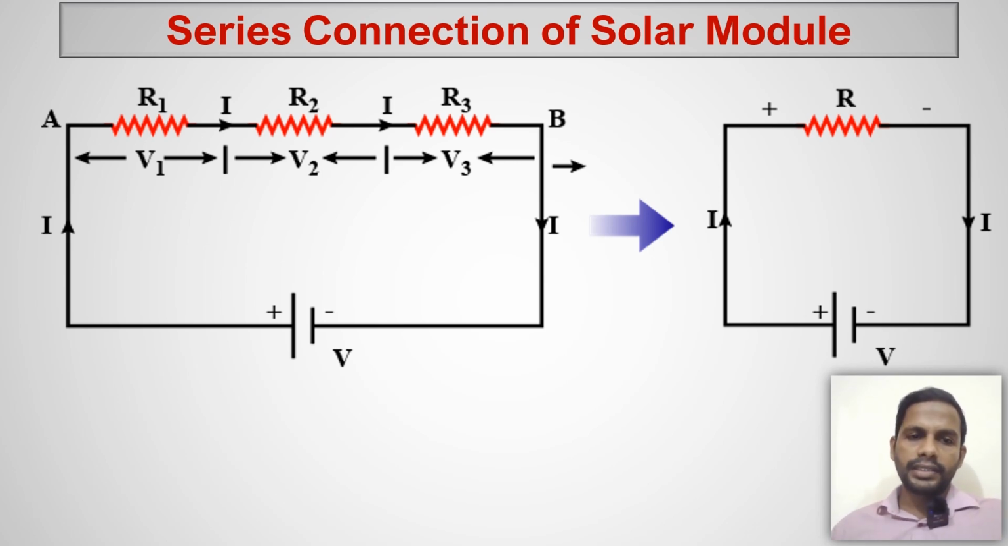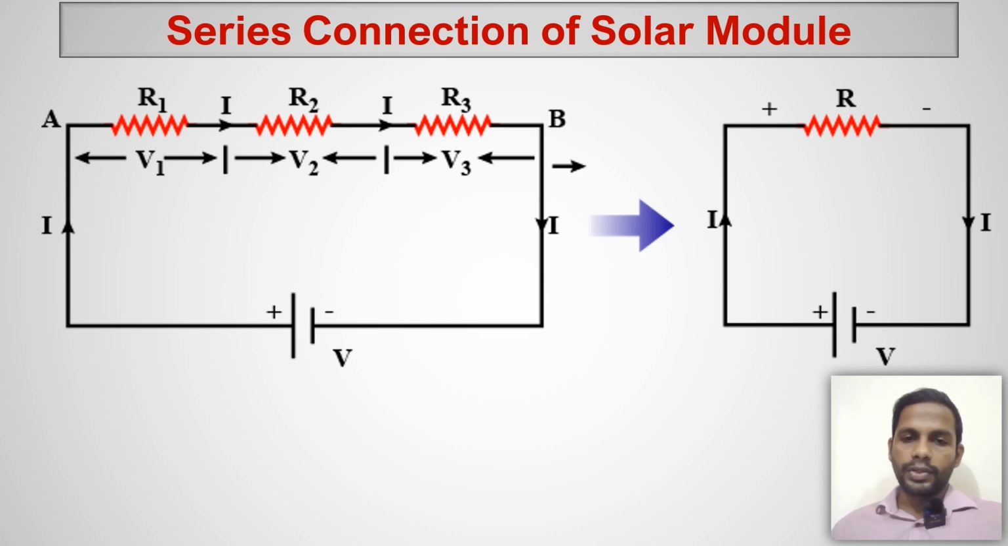You have to imagine that V1 comes from one solar module, V2 comes from another solar module, and V3 comes from another solar module. This is the power source, and that is going to connect to the battery. It is the other way around. In the series circuit, we say the battery is connected to the load, but in the solar PV system, we say that these are the power source.